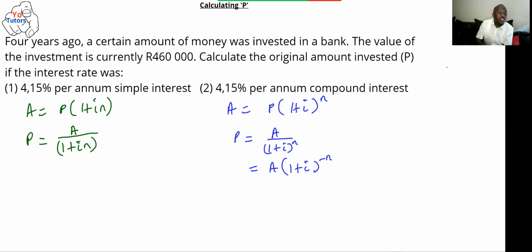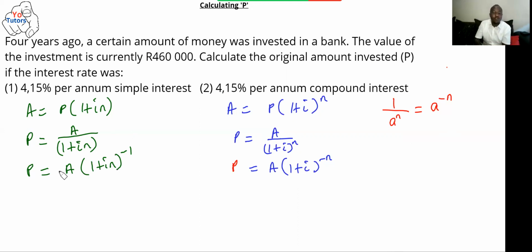Where do we get that? You know that from our exponents: if we've got 1 over a to the power of n, this means that it's a to the power of negative n. So we can actually use this formula to calculate our principal value. For simple interest, you can say P is therefore A(1 + in) to the power of negative 1. So you can use that as a formula as well.